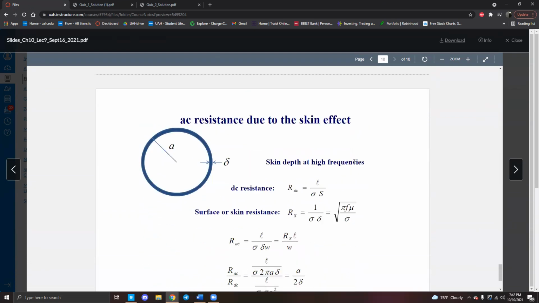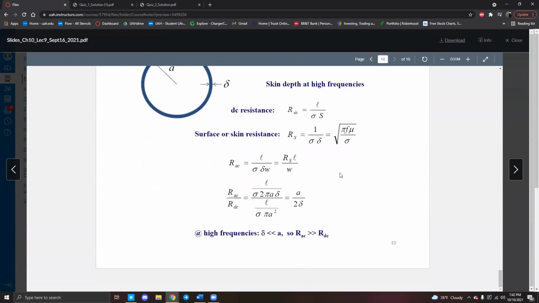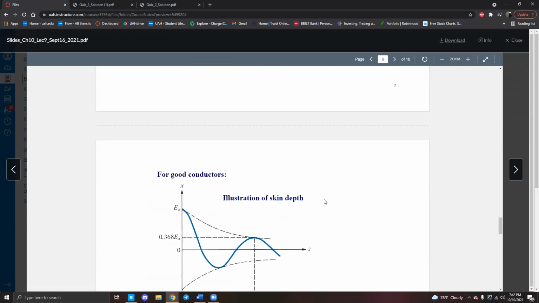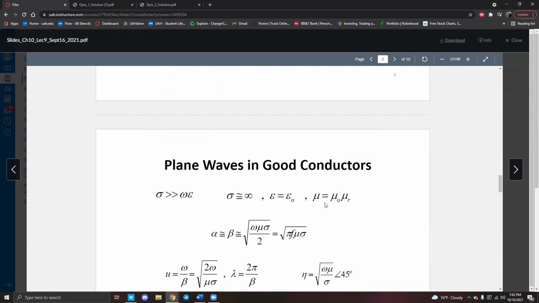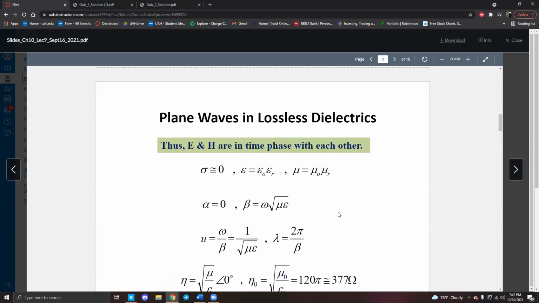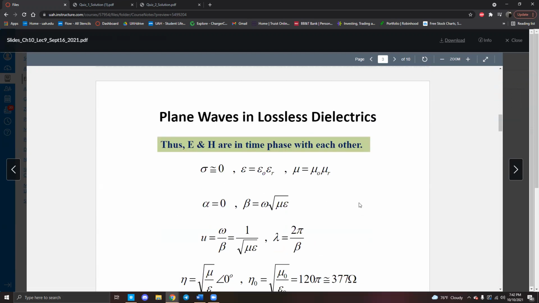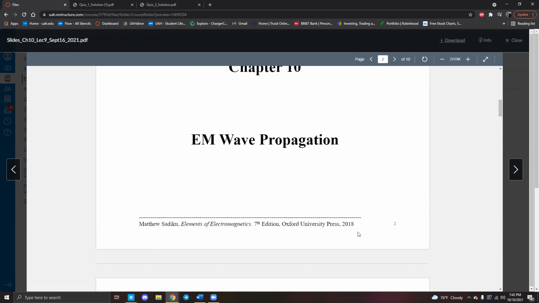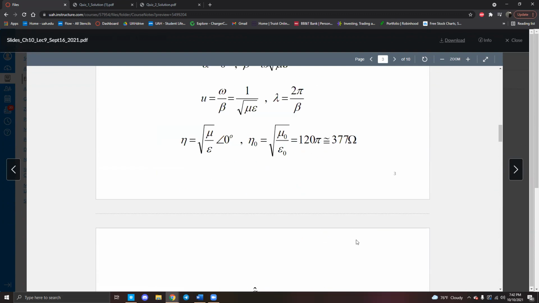Don't forget, if a question says non-magnetic, make sure you know that's mu naught. When you say non-magnetic, that means mu is equal to mu naught, which classifies it as lossless. No, not lossless. It classifies it as free space, I think.